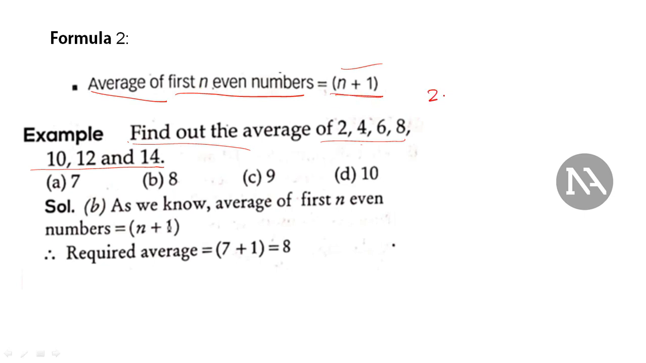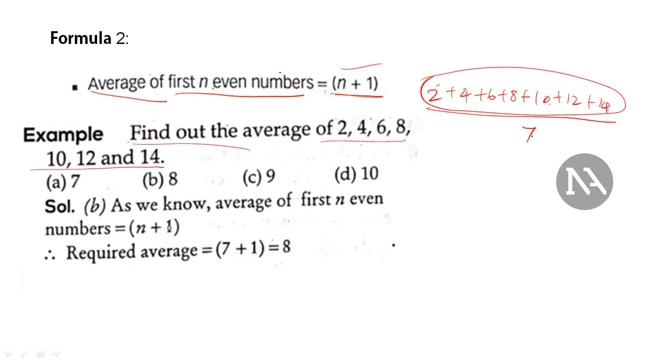We can find out by 2 plus 4 plus 6 plus 8 plus 10 plus 12 plus 14 divided by how many numbers you are having? 1, 2, 3, 4, 5, 6, 7. So if you add all these numbers and divide by 7, it will give you the average, but it will take longer time. If you use this formula, you can immediately find out the answer.